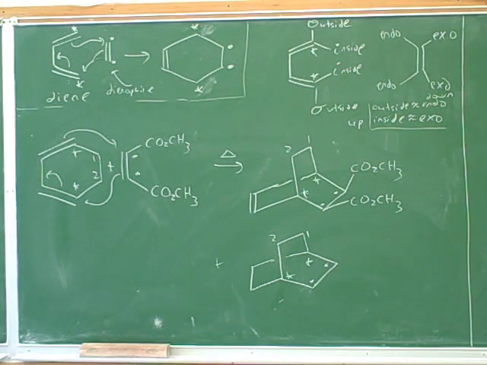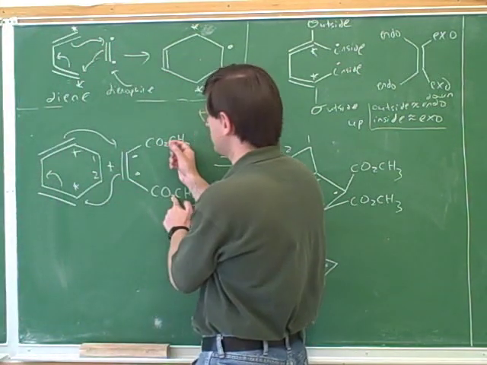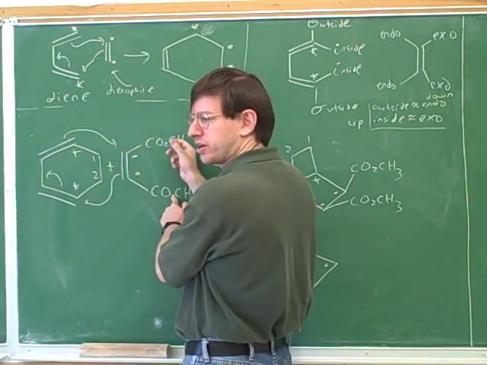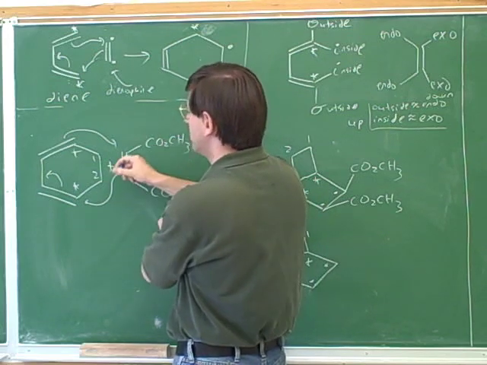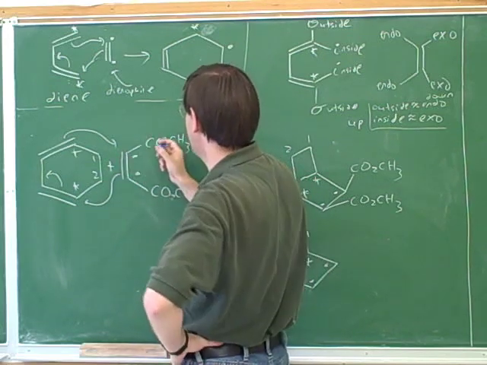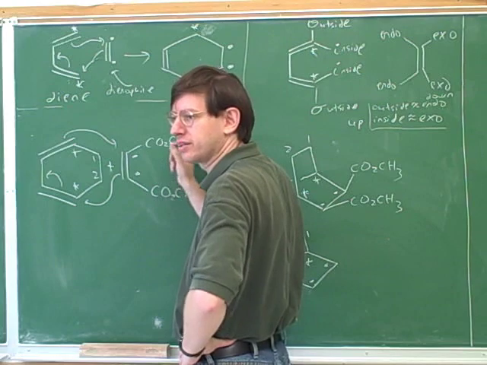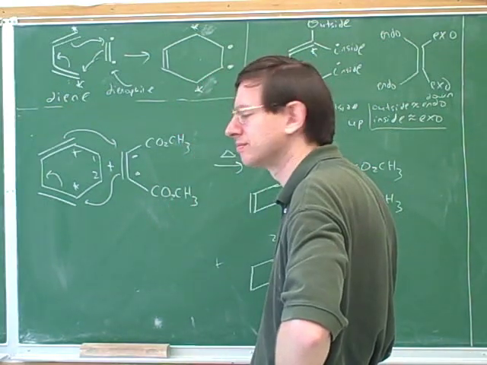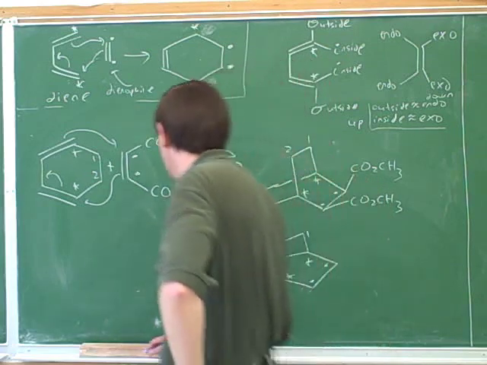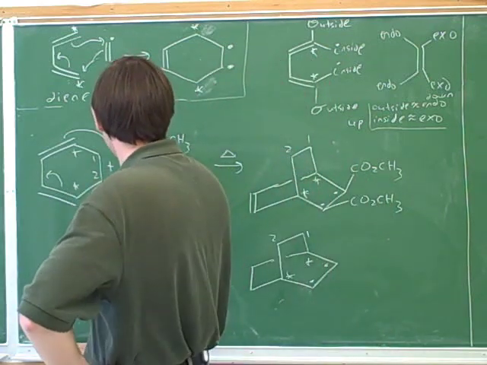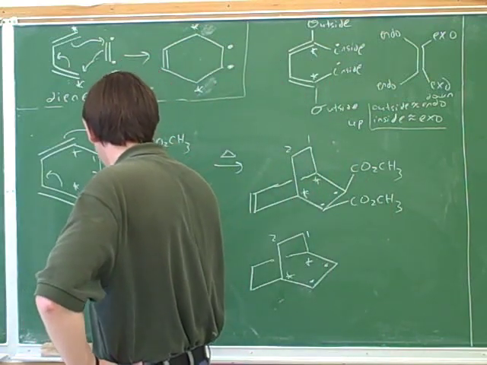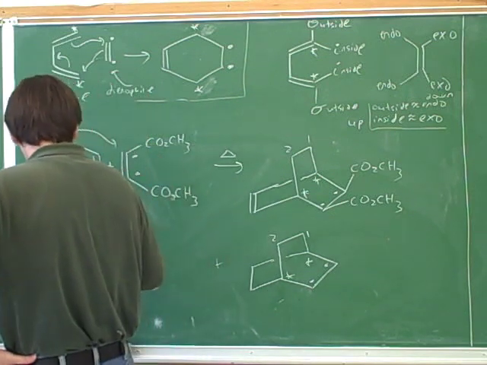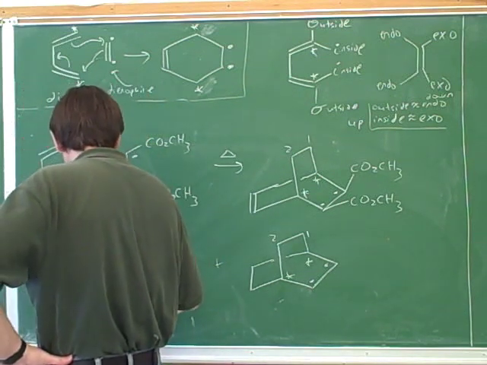That's right, no free rotation around a double bond. These two substituents are in similar positions to each other on the dienophile, and there's no free rotation around this. So these should end up in similar positions in the product. It's not like the other one where you can just draw it in different ways. Well, if you wanted to, you could draw it like this, because that would just be flipping it.